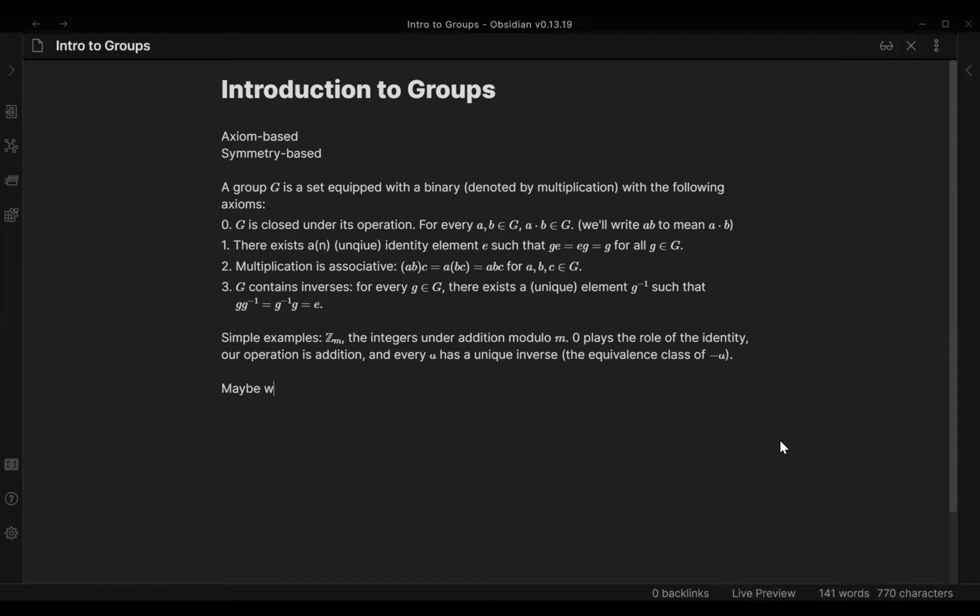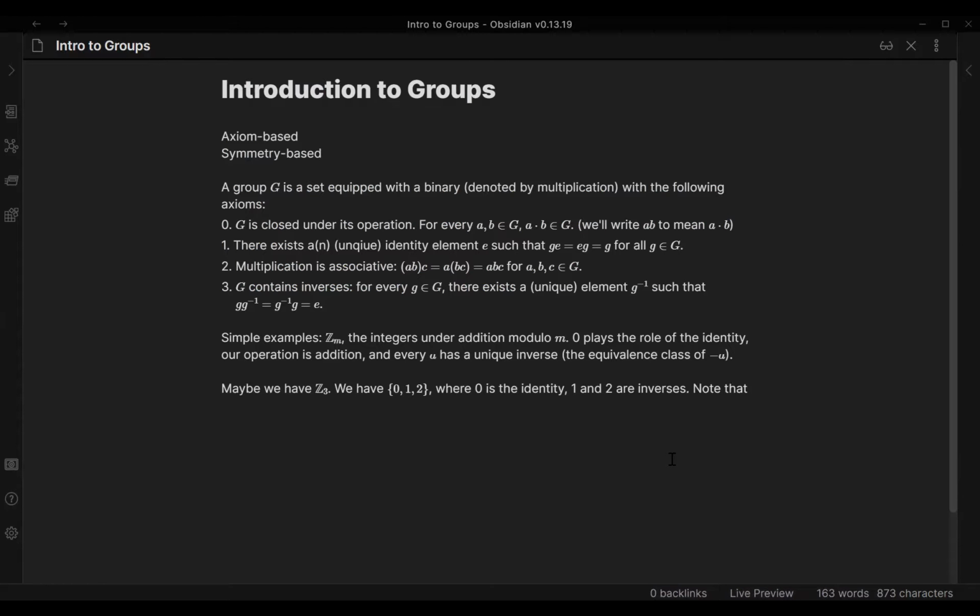So maybe we have the integers mod 3. We have this set that looks like 0, 1, 2, where 0 is the identity, and 1 and 2 are inverses, because when you add 1 to 2, you get 3. Mod 3, we go back to 0.